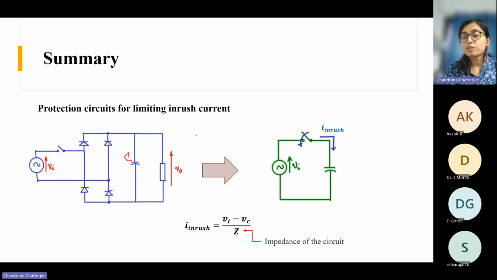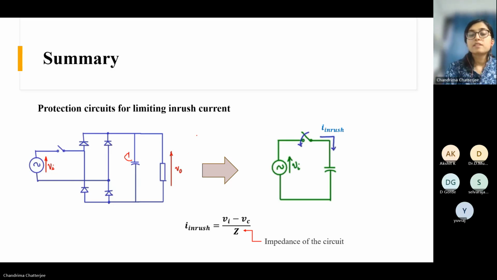But there is a problem. What is the problem? We face an issue called the inrush current issue. What happens is you have the AC voltage over here and you have this uncharged capacitor. When you are starting the circuit, the capacitor is not charged, so there is no voltage across the capacitor here.